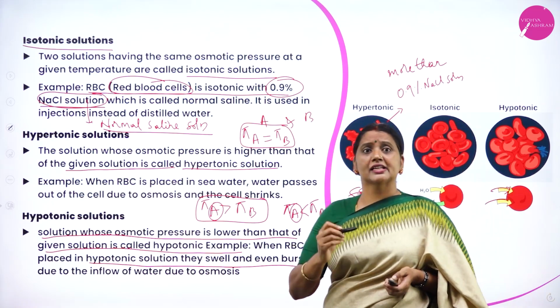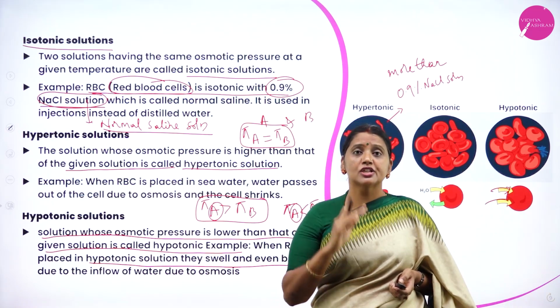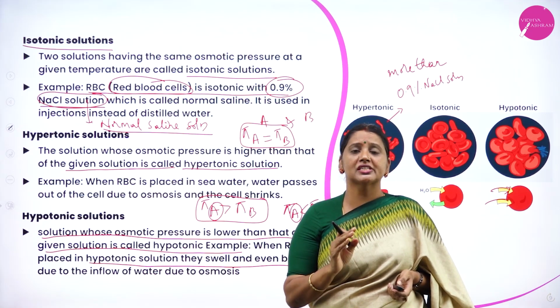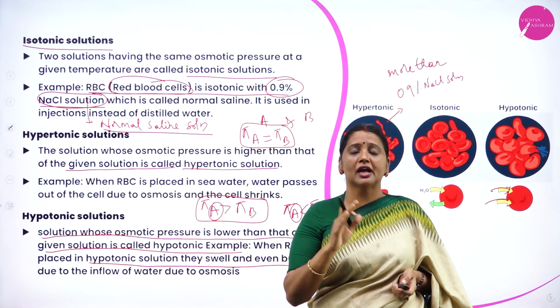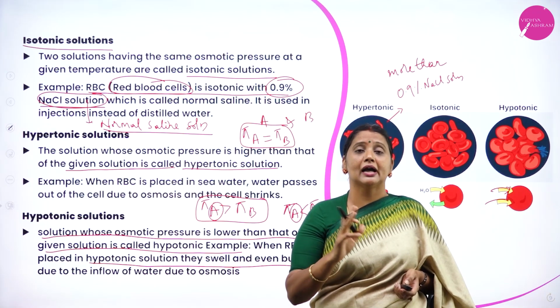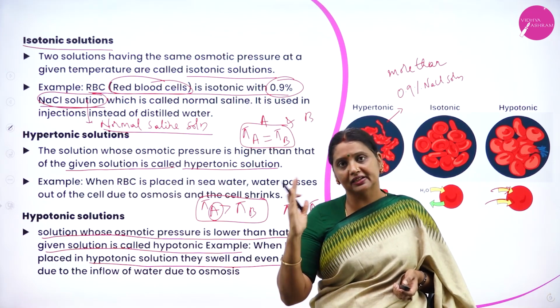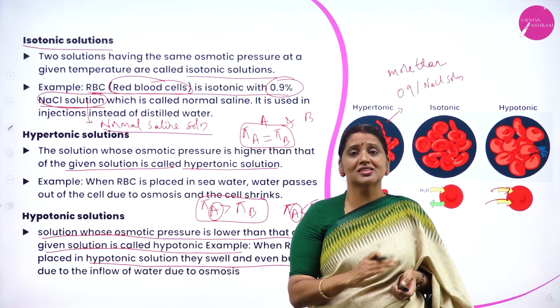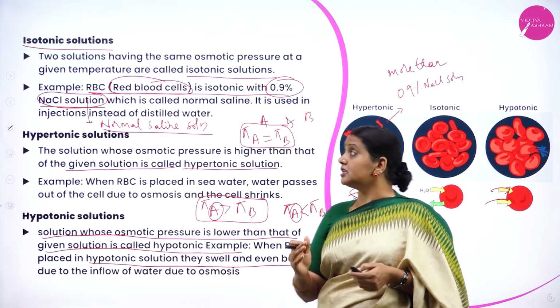Here I explained three types of solution: isotonic solution, hypertonic solution, and hypotonic solution. Isotonic solution: the osmotic pressures of the two solutions are equal. Hyper: the osmotic pressure of one solution is greater than that of the other solution. Hypo: the osmotic pressure of one solution is less than that of the other solution.